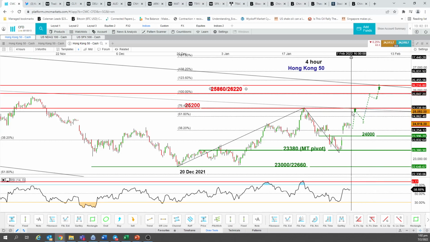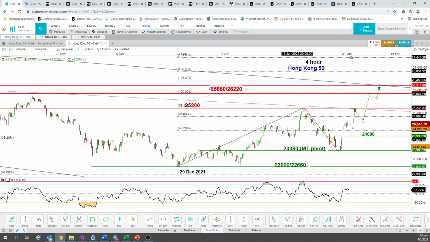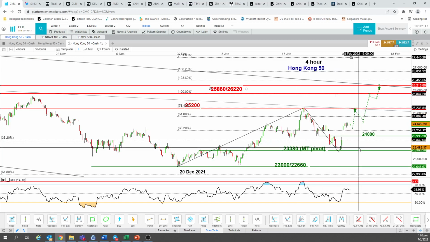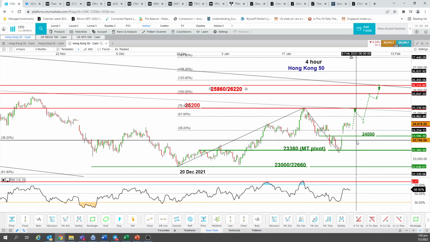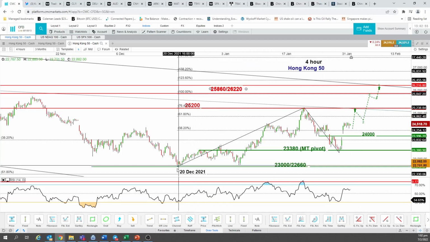So definitely the first one will be 25,200. A break above this level should take us up to the significant resistance zone of 25,860 slash 26,220, as long as 23,380 key medium-term pivotal support holds. All right. So if we have a 4-hour close below 23,380, then all bets are off. We could start to see a retest again of the long-term pivotal support at 23,000 maximum slash, which is the excess, the low of 20th of December, which is at 22,660.